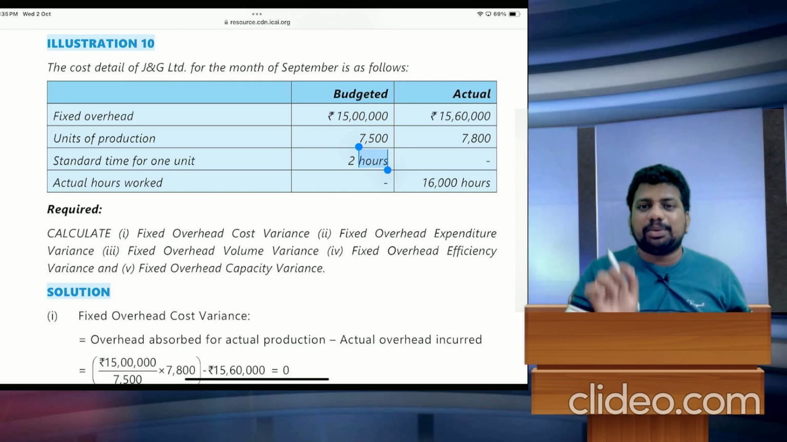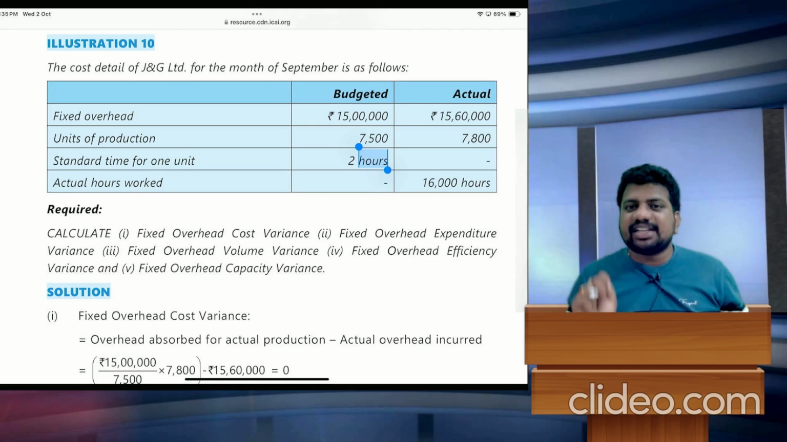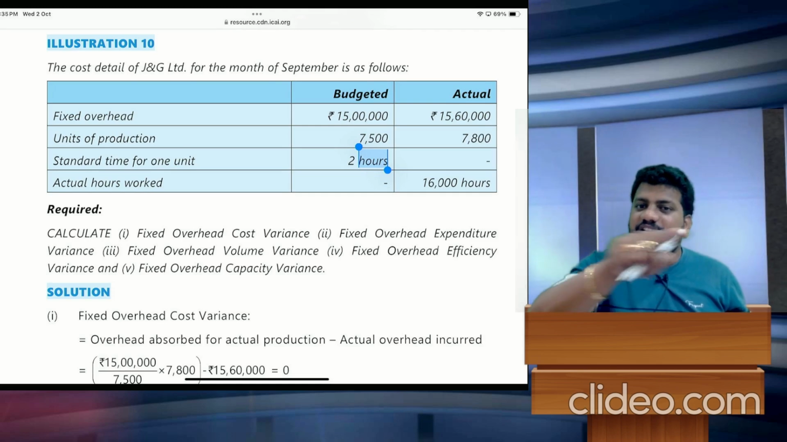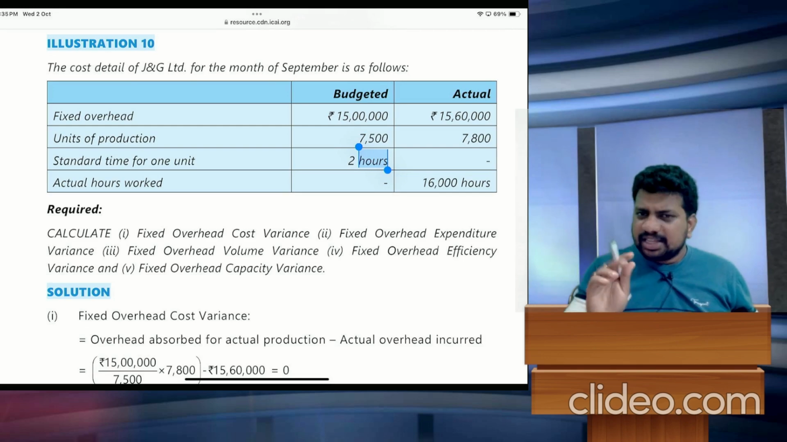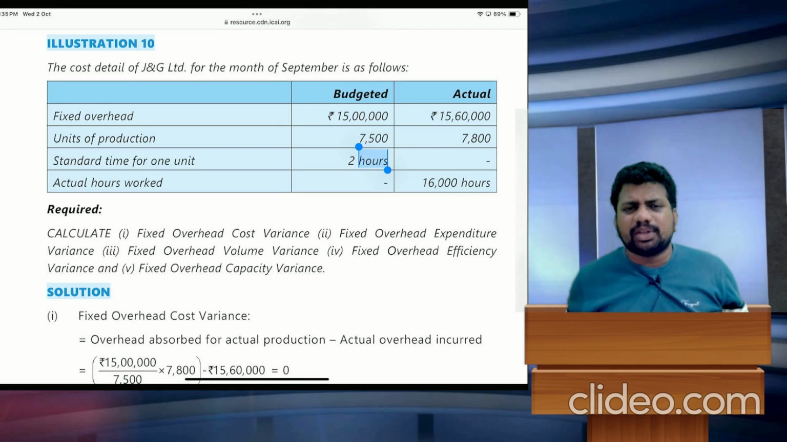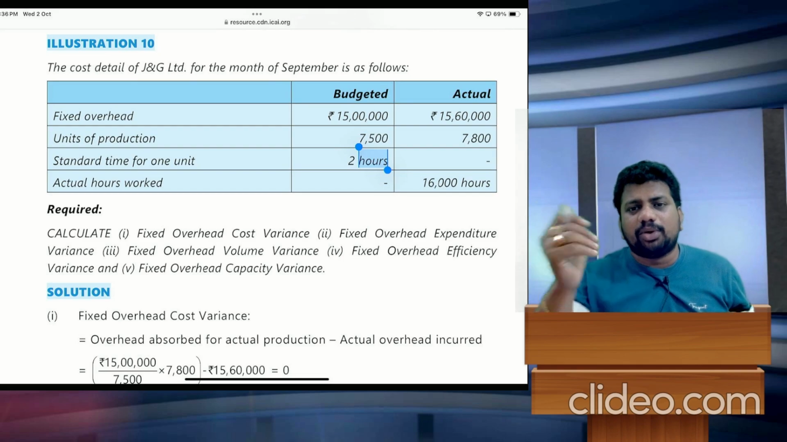In case of a category 1 problem, we are having 5 variances. You need to do the calculation of 5 variances. In case of a category 2 problem, 6 variances. That extra variance is the calendar variance, along with the 5 variances that we are going to do in case of a category 1 problem. So now first we'll talk about category 1 problem. Once you are comfortable with that, we'll move on to category 2.